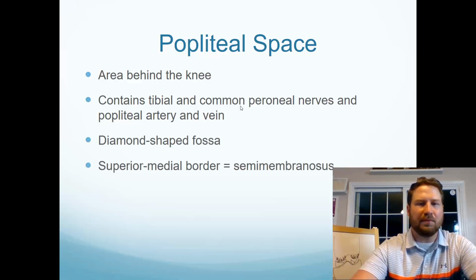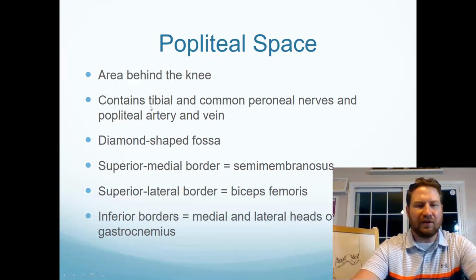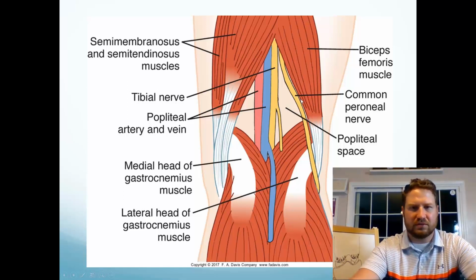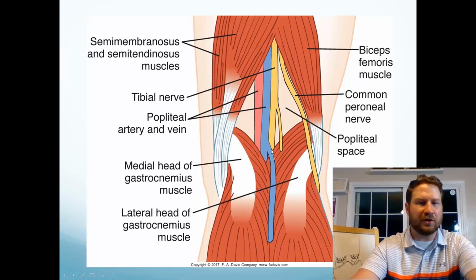Diamond-shaped. The superior medial border is your semitendinosus, semimembranosus. Superior lateral border is your biceps femoris, and your inferior border is the medial and lateral heads of the gastroc. You'll see it. It's coming up on your screen, and there it is. Lateral border is your biceps femoris. Medial superior border is your semimembranosus. And your inferior borders are going to be the medial and lateral heads of your gastroc.